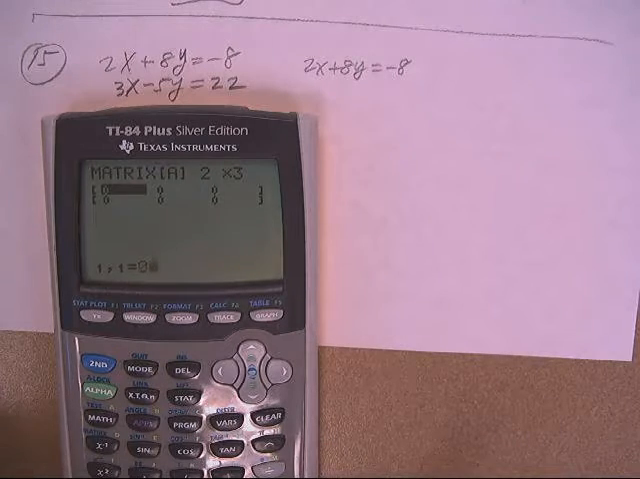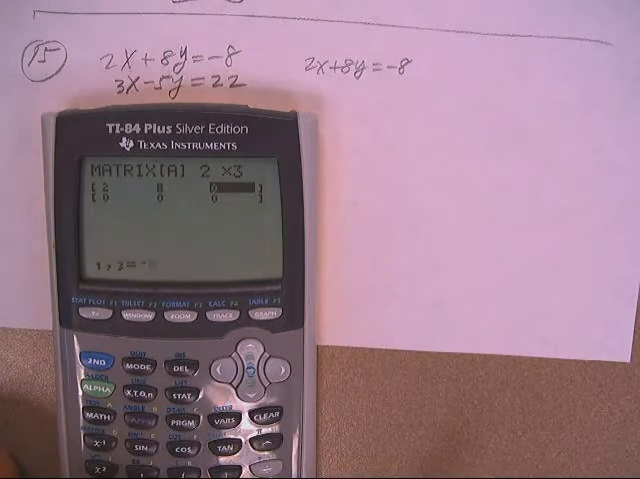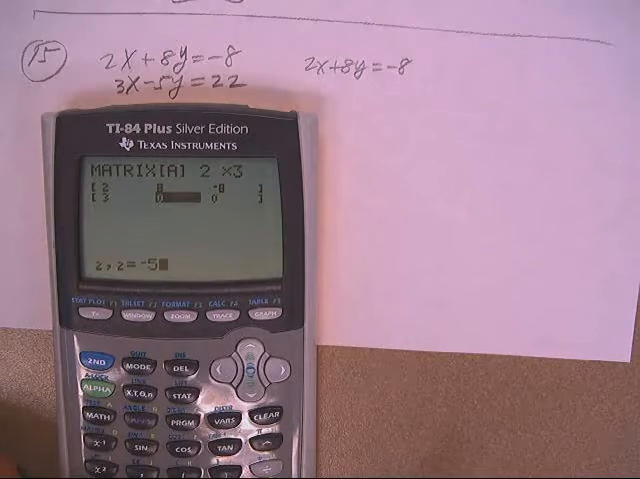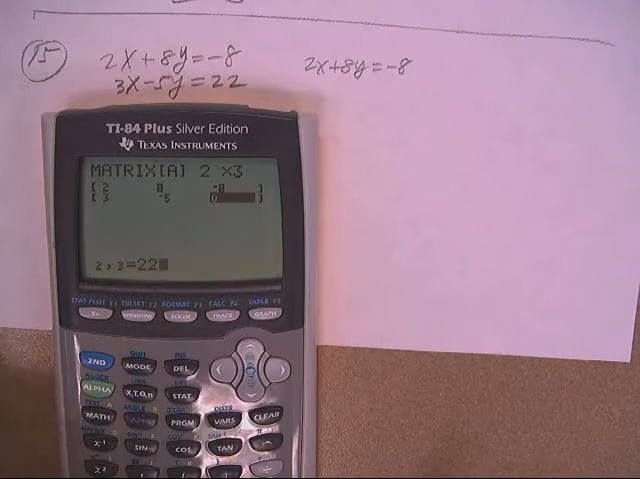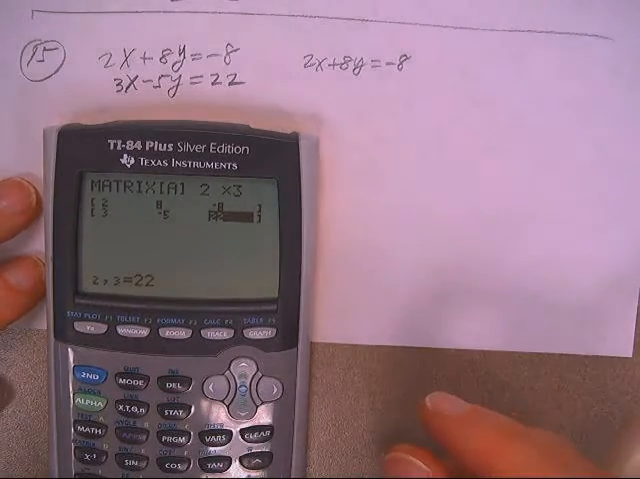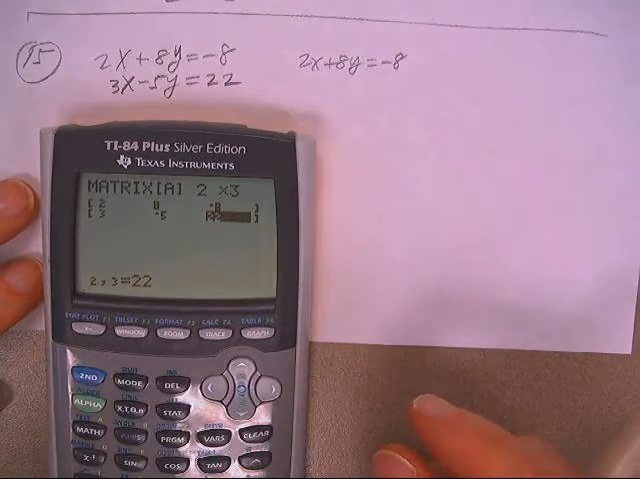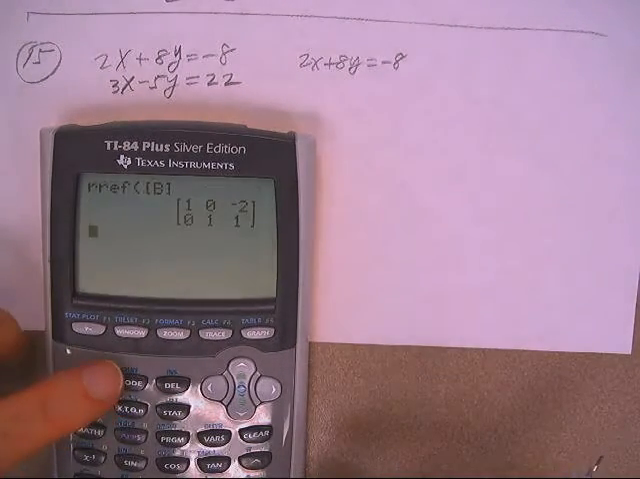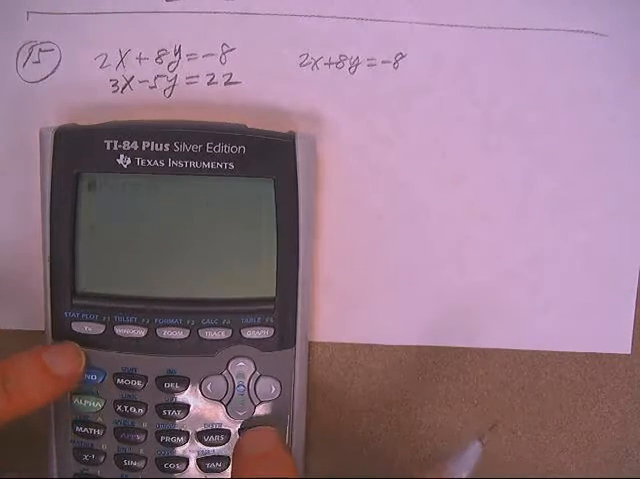And let's put in 2, 8, negative 8, 3, negative 5, 22. And then we want to go quit. We want to get on the blank screen.